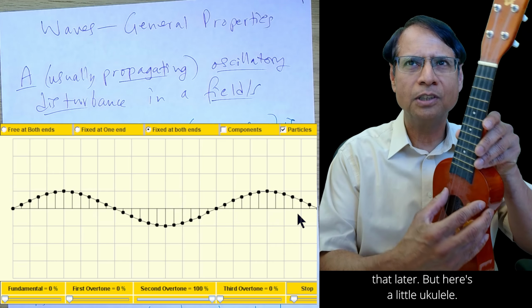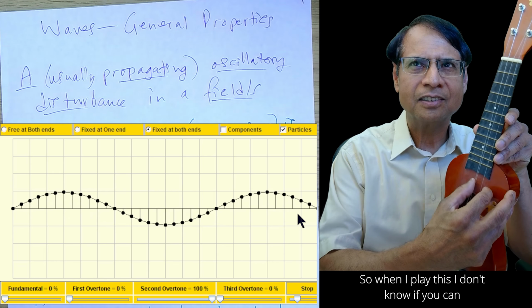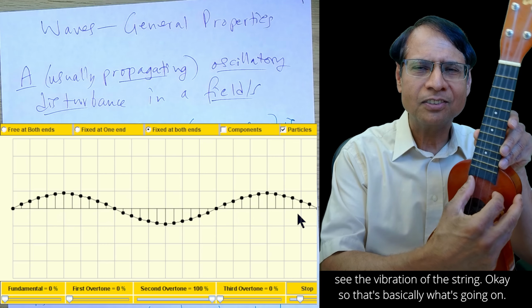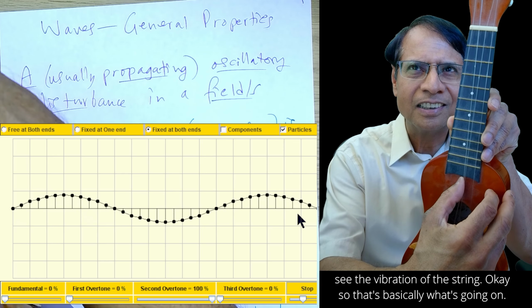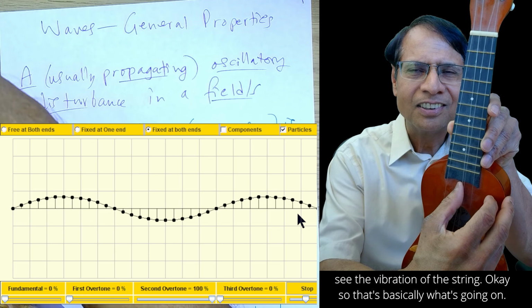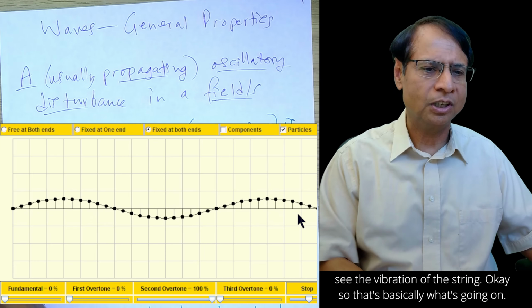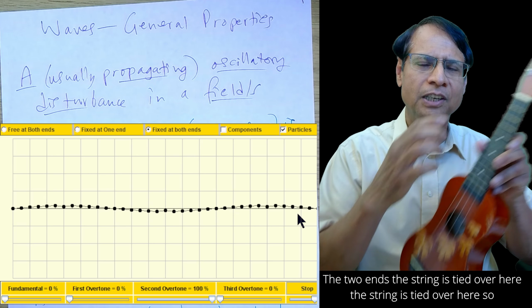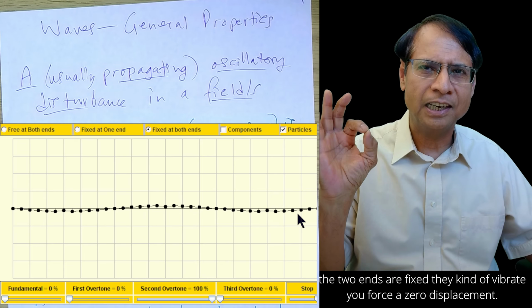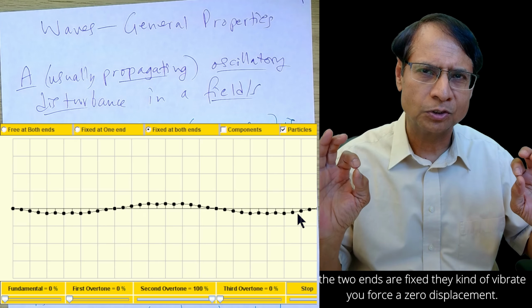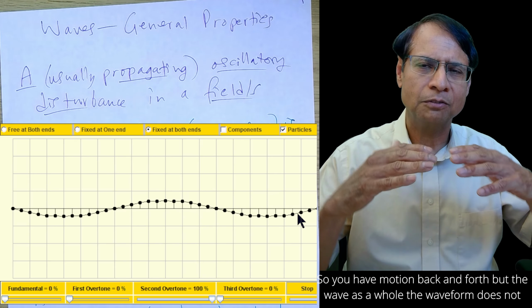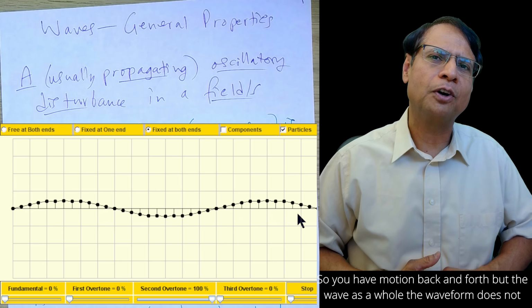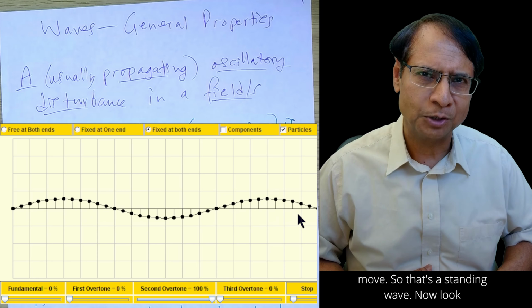But here's a little ukulele. So when I play this, I don't know if you can see the vibration of the string. Okay, so that's basically what's going on. The string is tied over here, the string is tied over here, so the two ends are fixed, you force a zero displacement. So you have motion back and forth, but the waveform as a whole does not move. So that's a standing wave.